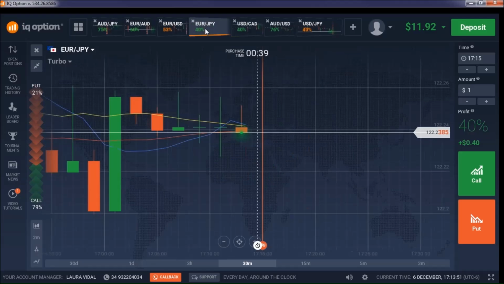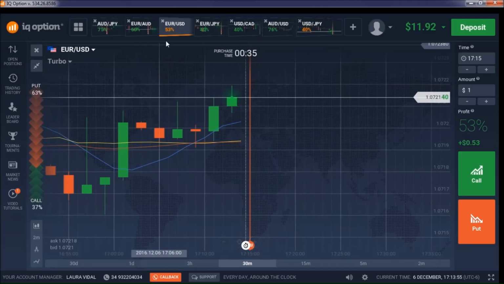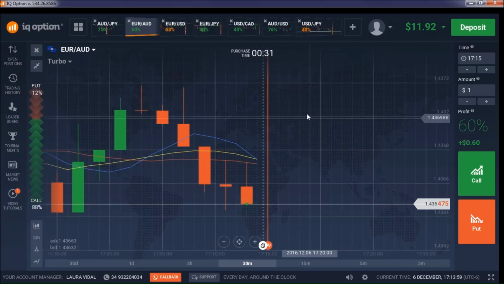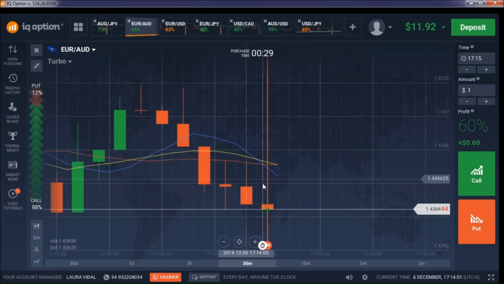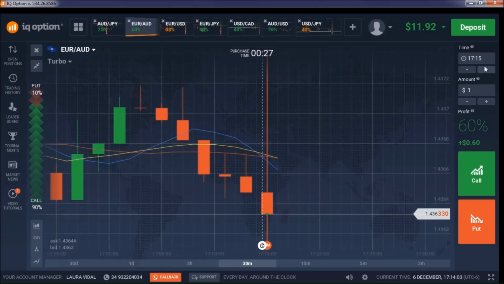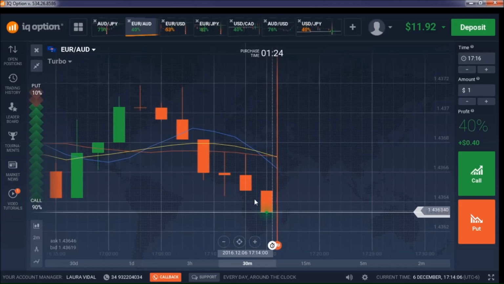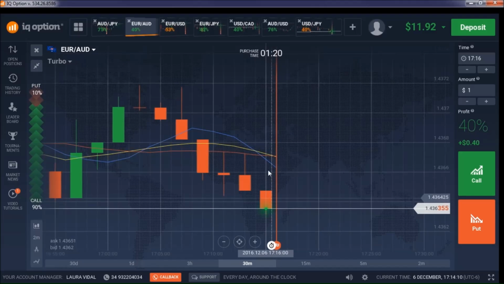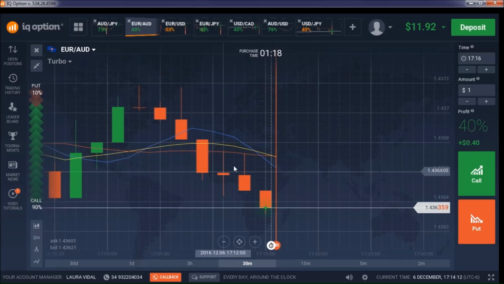Now, let's go ahead and look for another pair. They all look so risky to me. Okay, now we have a good chance in here. If we have a jump, I'm gonna go for 17-16. If we don't have any jump and we don't see any green candle, please do not enter.